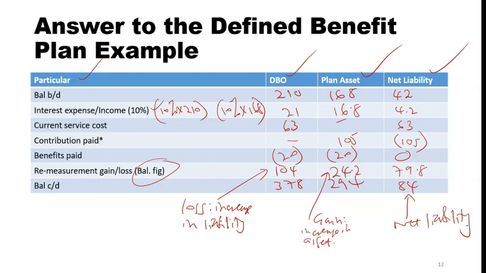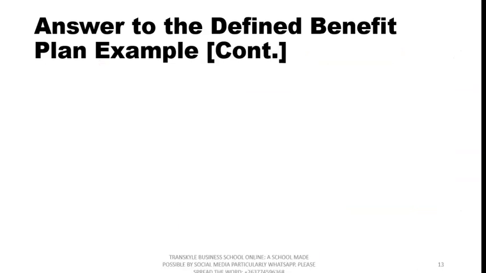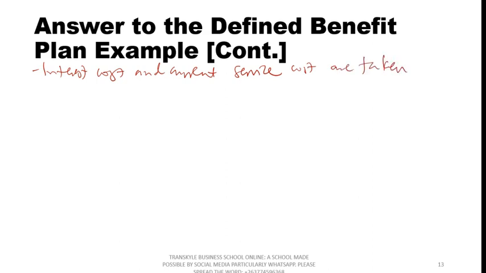Okay, so let's talk of the interest cost first. Where do we put the interest cost, the current service costs, and so forth? The interest costs and current service costs are taken to the profit or loss.